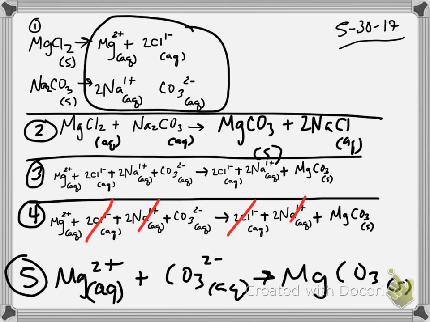It's as though the sodium carbonate wasn't even there, because it's just a spectator. It doesn't change forms. It doesn't do anything. That is the process for writing a net ionic equation. We're going to do a quiz on this tomorrow when you walk in.